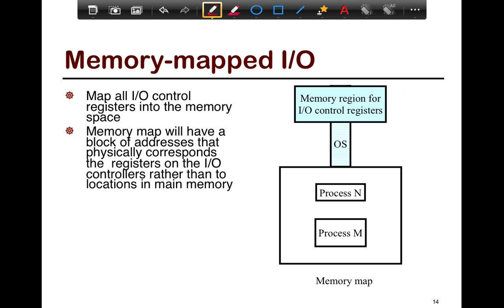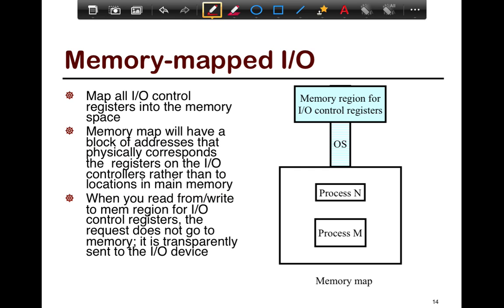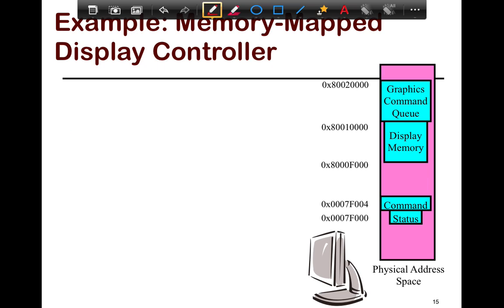So all registers are mapped to the memory space. The memory map will have a block of addresses that actually correspond to registers on the I/O device rather than to locations in memory. So you've kind of given up certain locations in memory and said, anytime an access happens to this address, actually forward it to the I/O device. And when you read or write from the memory region, the system automatically takes care to forward this information to the I/O control registers as opposed to real memory. And it's all completely transparent to the system.